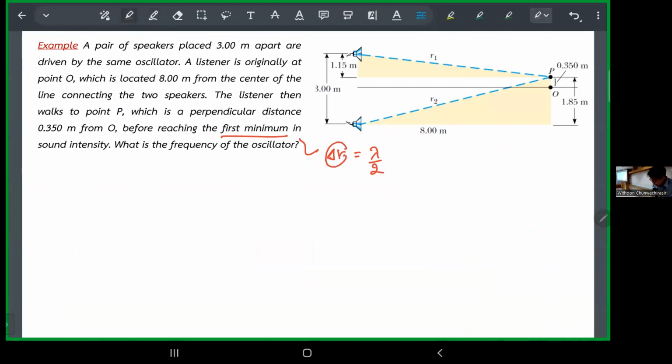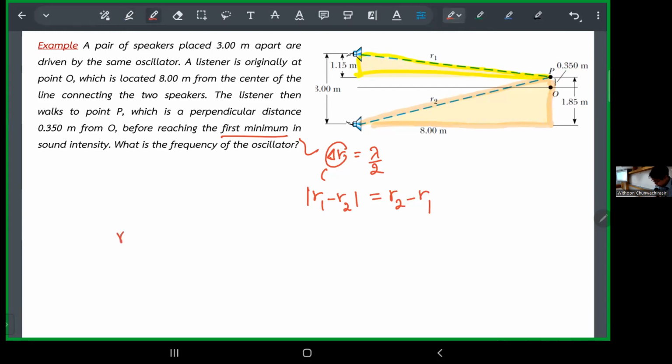That is just R2 minus R1, and all you care about is just the difference, so I can put an absolute sign on it. Because R2 is going to be longer than R1, it's R2 minus R1. R2 is the distance from the speaker to point P, and R1 is the distance from speaker 1 to point P. All you need to do is use the Pythagorean theorem for each of the R1 and R2 calculations. That's not too bad.